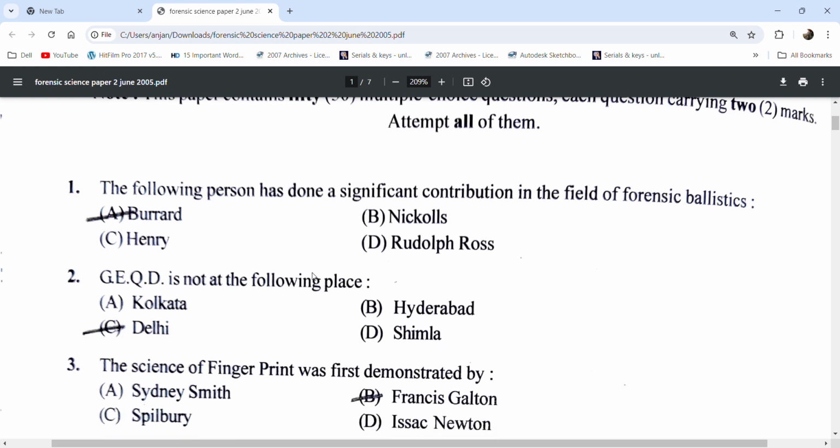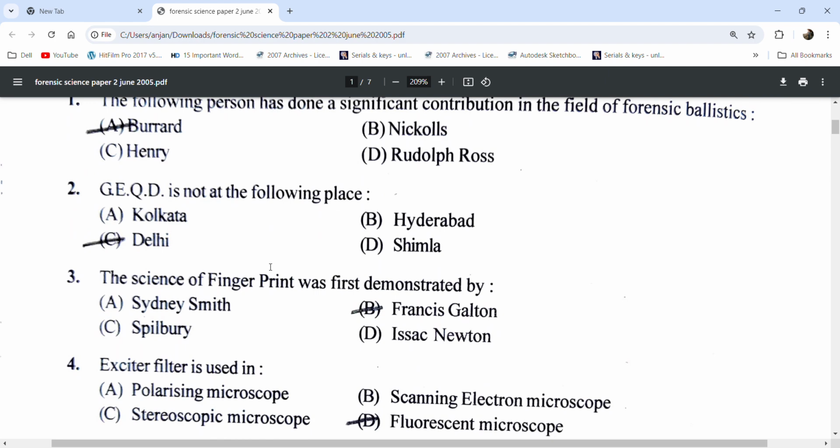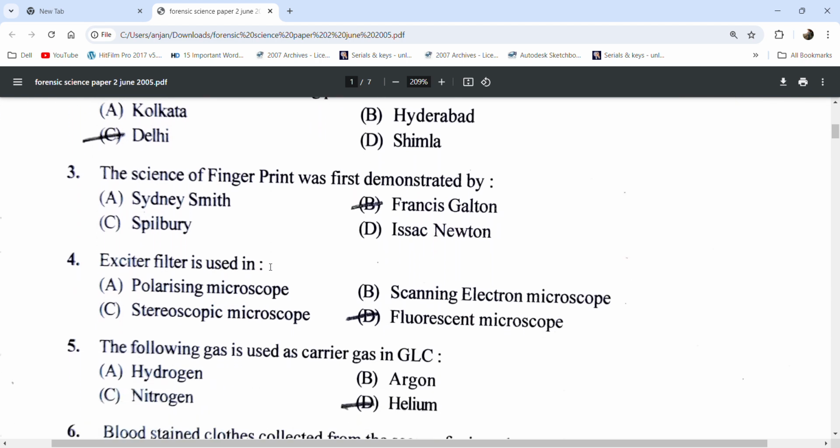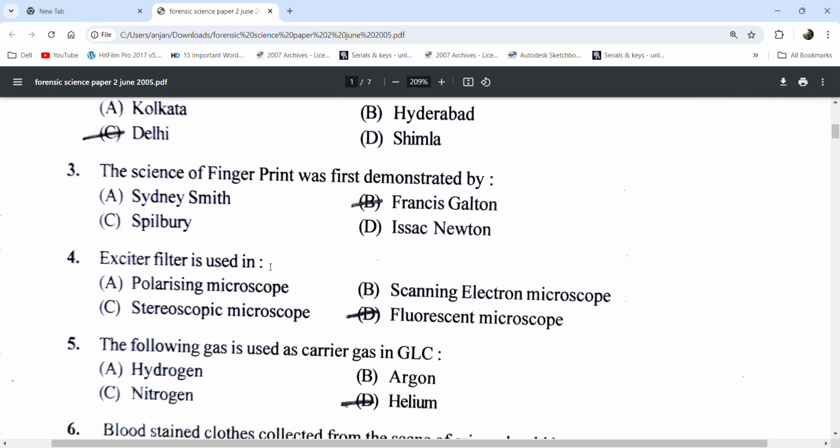The following person has made a significant contribution in the field of forensic ballistics: Burrard. GQD is not at the following place: Delhi. The science of fingerprint was demonstrated by Francis Galton. An exciter filter is used in a fluorescence microscope. The following gas is used as a carrier gas in GLC: helium.